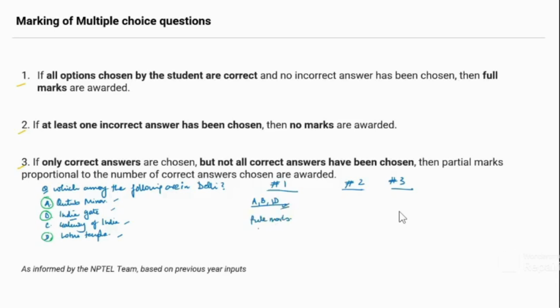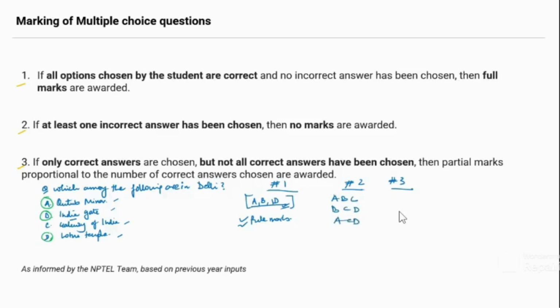Okay. So, if it is a 1 mark question, I'll get 1 mark for it. I think this is the very simplest version of it. The second condition is if at least one incorrect answer has been chosen, then no marks. For example, you selected A, B, and C, or you selected B, C, and D, or you selected A, C, and D.